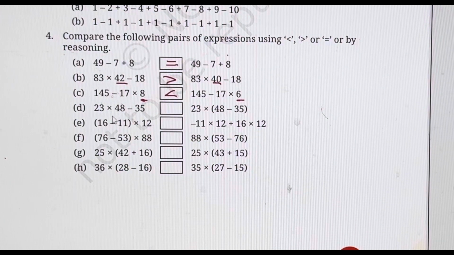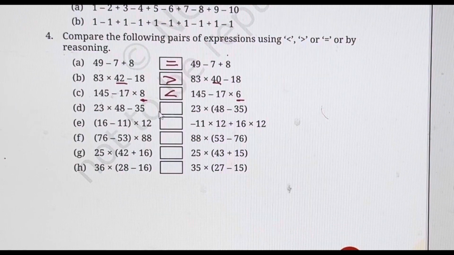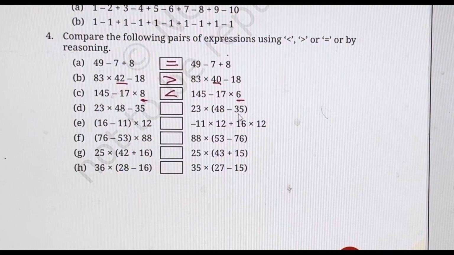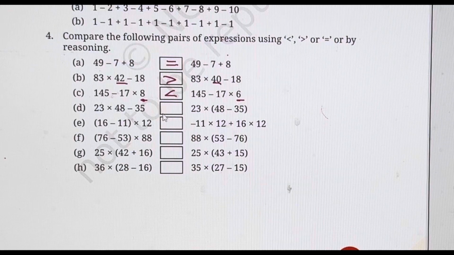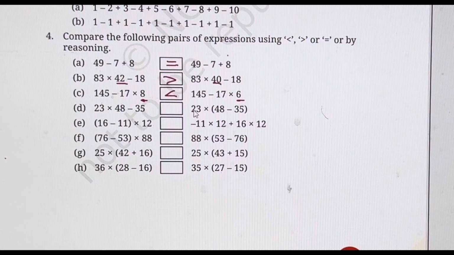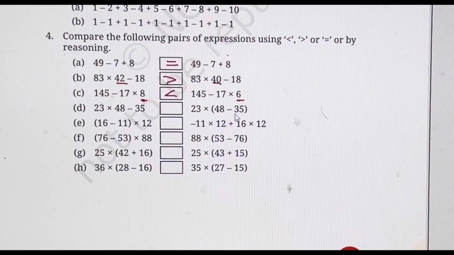D, 23 into 48 minus 35 and here 23 into 48 minus 35. What is the difference here? Here they have given a bracket, right? So here there's a bracket, means 23 into 48 and 23 will also be multiplied by 35, right? Then they will be subtracted. Here only 35 is subtracted. Okay. So naturally, the lesser you subtract, the greater number you get.